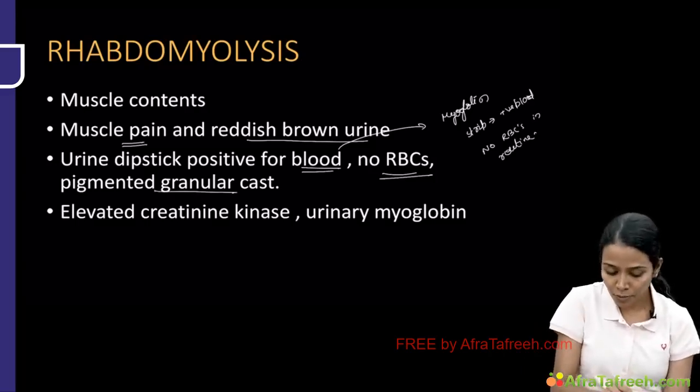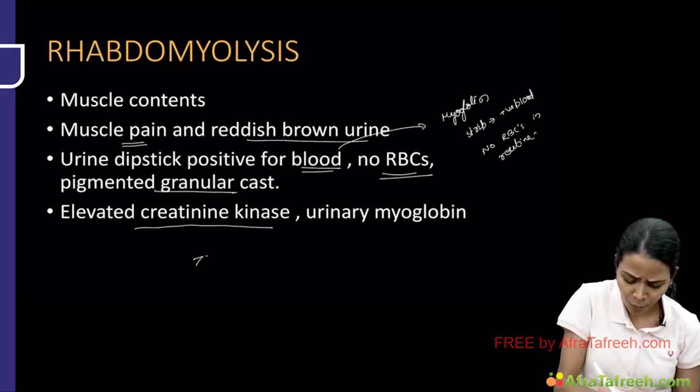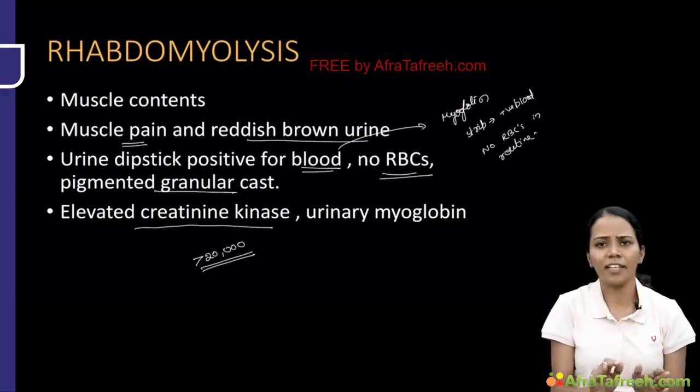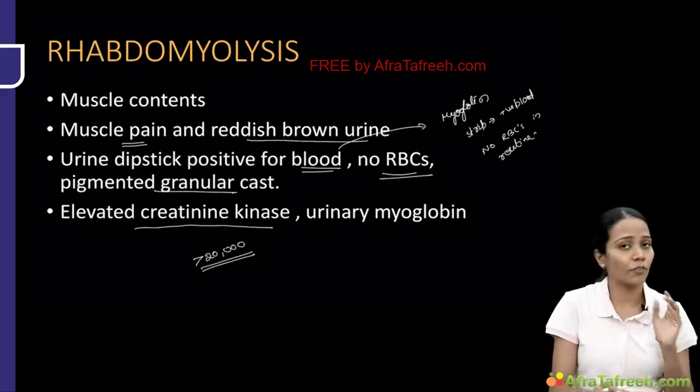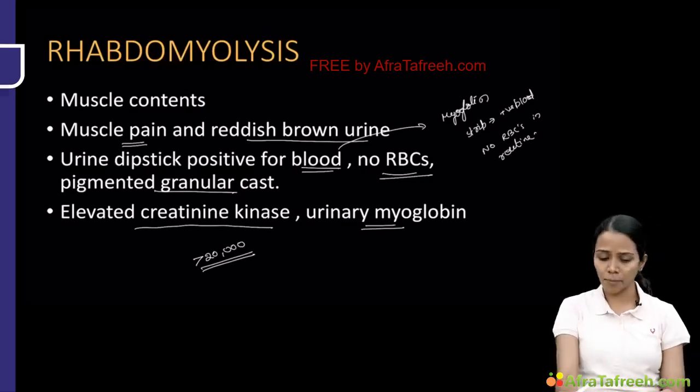Okay. So there is going to be elevated creatine kinase. Generally, they say if the level is more than 20,000, it indicates that the AKI can be severe, but you cannot find any specific correlation. Even levels of 5,000 can cause AKI. And another one you're going to find is urinary myoglobin.